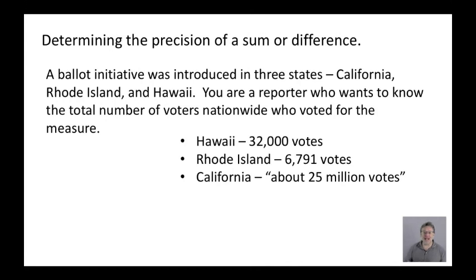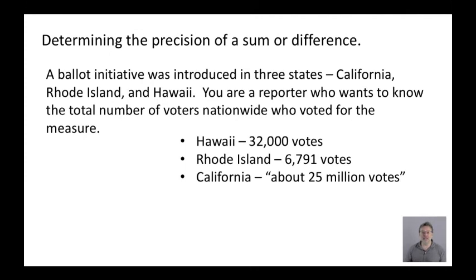Well, if you're going to be adding these figures together here, how do you combine these things? If you combine 25 million with 32,000 and 6,791, yeah, your calculator is going to give you an answer, but does that level of precision given by the calculator really describe the amount of precision that you actually have?